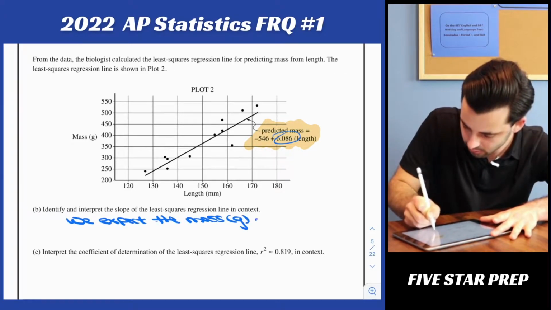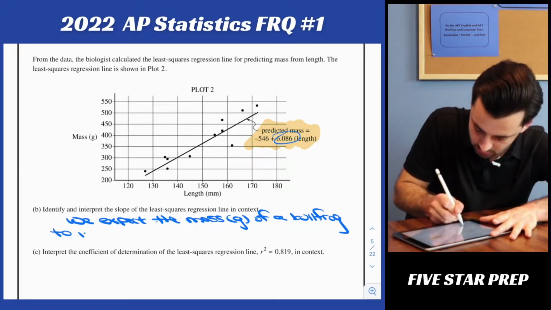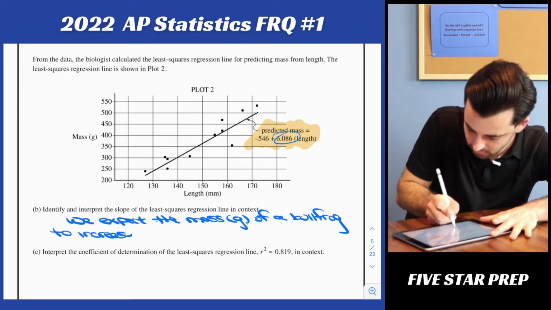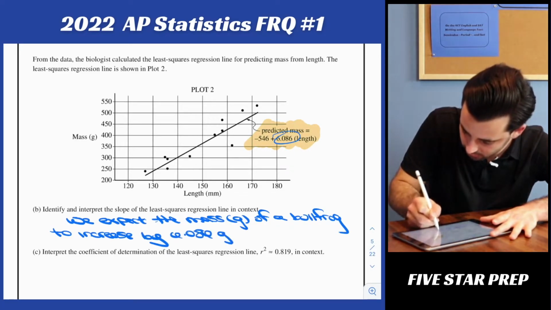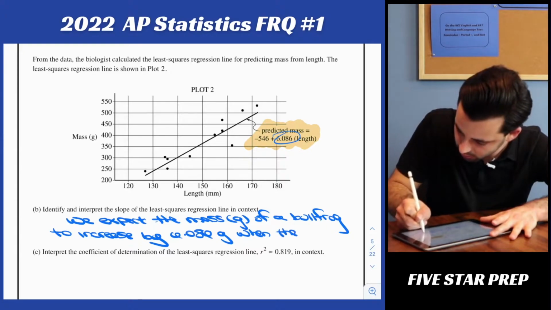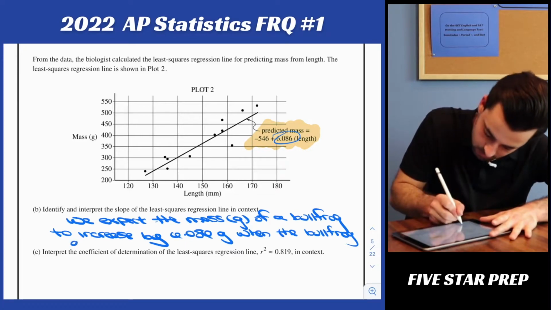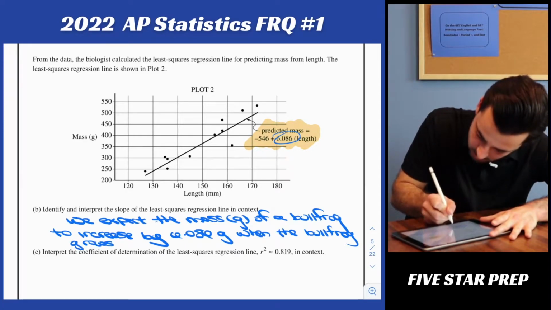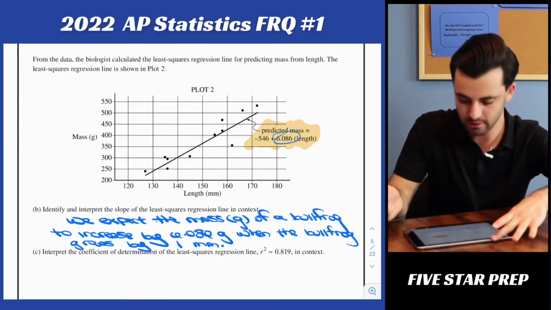in grams of a bullfrog to increase by 6.086 grams when the bullfrog grows by 1 millimeter. And that's it.